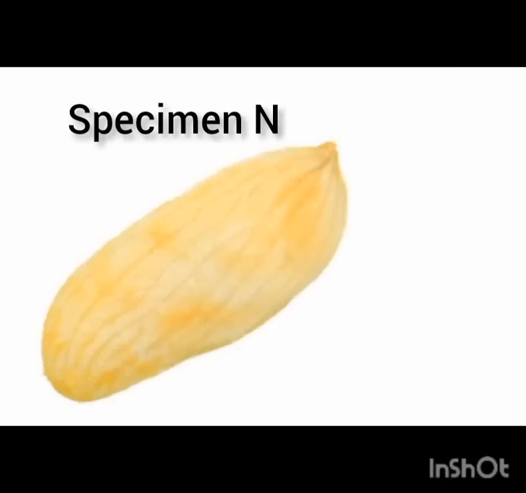Then the classification of specimen N is that it is a perennial crop, which means it grows beyond 2 years, so it will always be there. It's a tree. The placentation is axile. So the placentation of specimen N in its fruit is axile. So that is that about the mango.